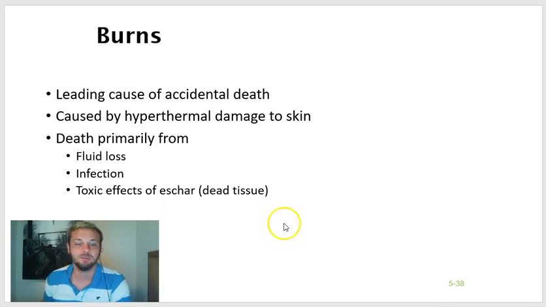And then last, we're going to finish up with burns. This is the leading cause of accidental death in the United States. What happens is you get damage to that skin, hyperthermal damage, right? You burn it, you destroy it, and that's going to cause fluid loss. Without our skin, it protects us from pathogens, right? We have those Langerhans cells there, and it's a nice barrier in general. And so without that, you can get a lot of infections that normally you wouldn't. And then you also have the toxic effects of eschar, or this dead tissue, can make you sick and die.